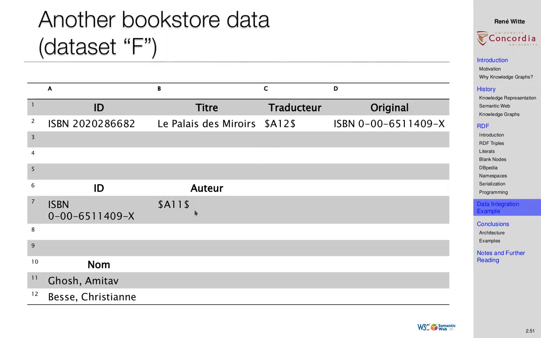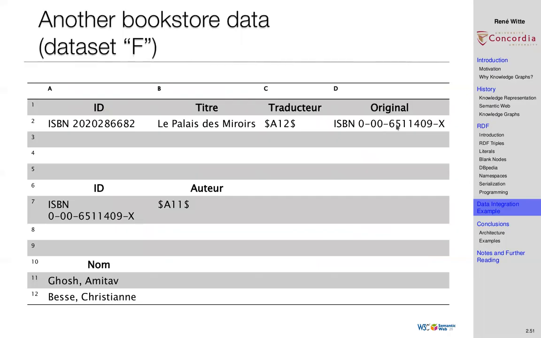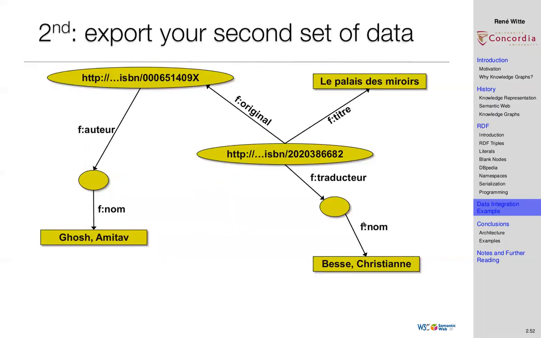So again, we have a database, multiple tables, and we can transform this database. We can export it into a graph, just like we did for the first one. And in this case, what we would end up with is something like this. We have the book with an ISBN number, but now we have something that we didn't have before, namely a link to a different URI with the ISBN number of the original. And then the other information we had in the database, like the author and the translator.